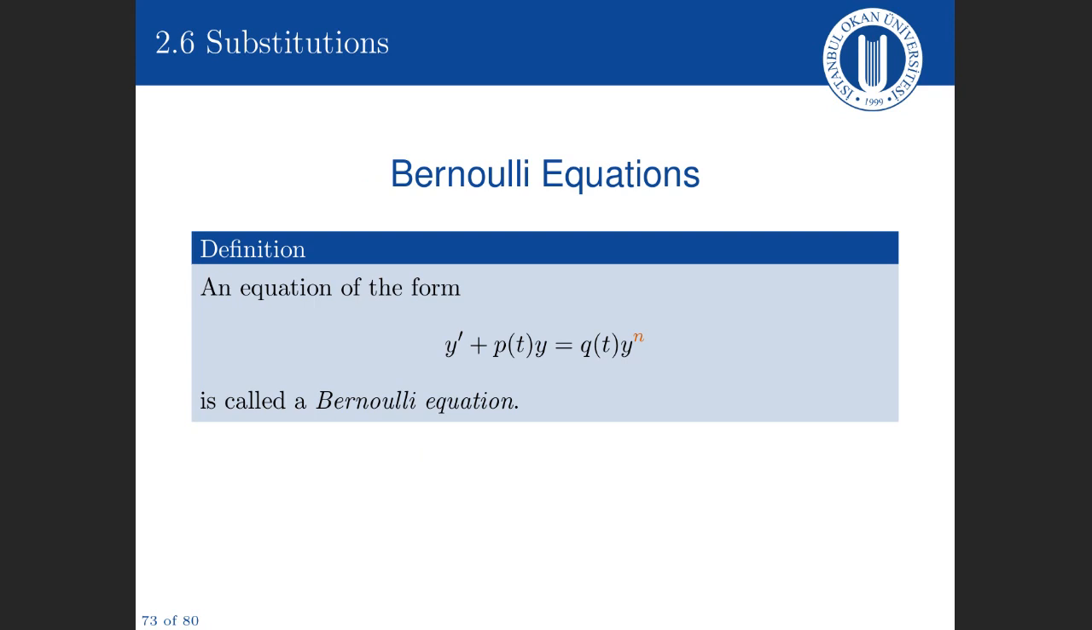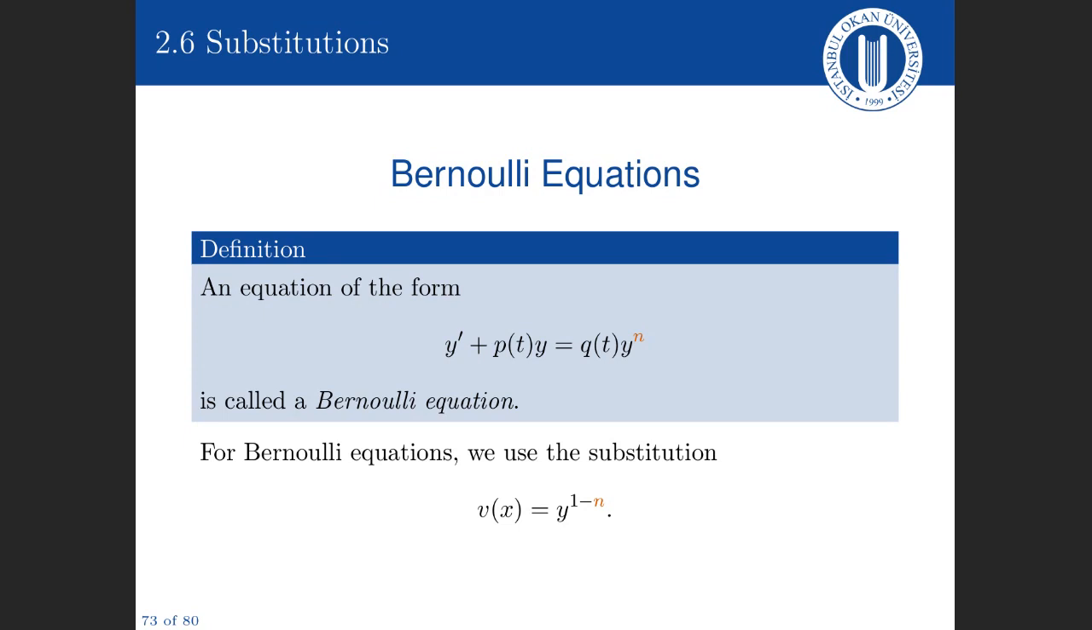And the final idea for today's lesson is the Bernoulli equation. A Bernoulli equation is an equation of the form y prime plus p(t)y is equal to q(t) y to the power n. And this is y to the power n, which is also the part here. For a Bernoulli equation, we always use this substitution.